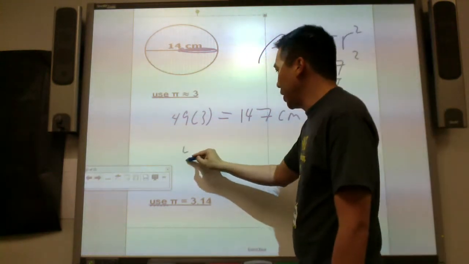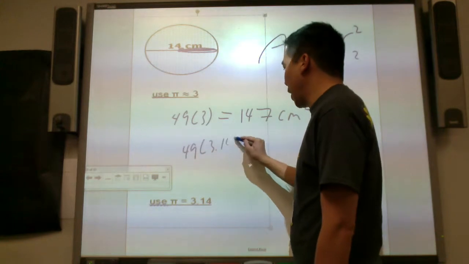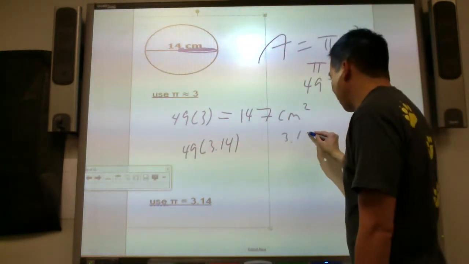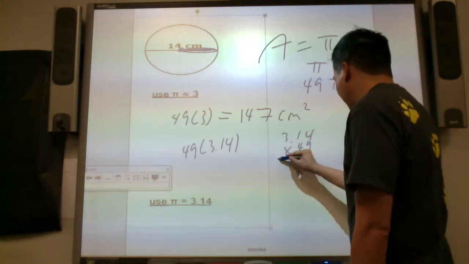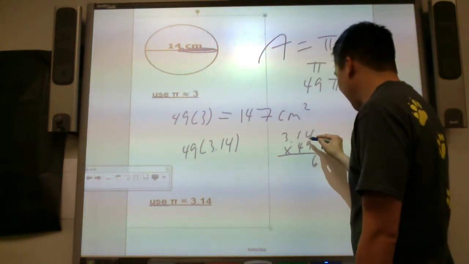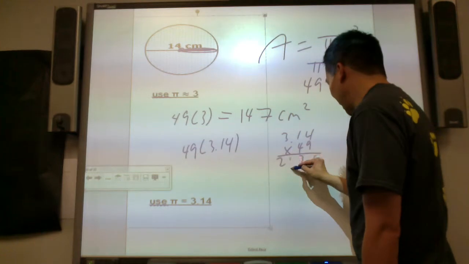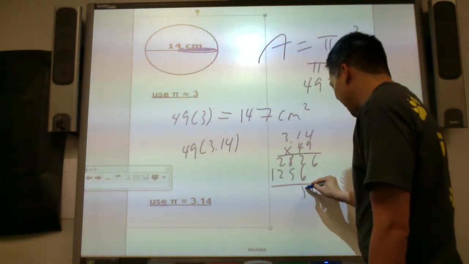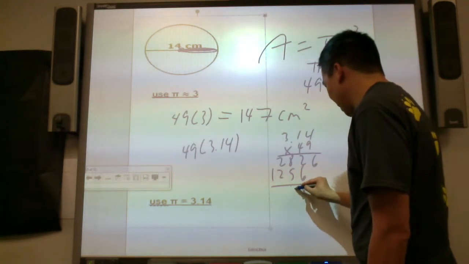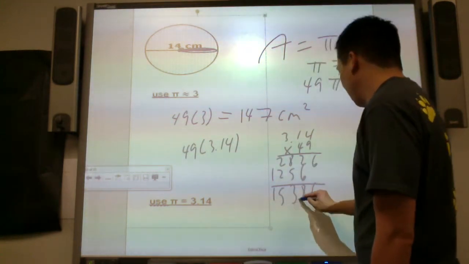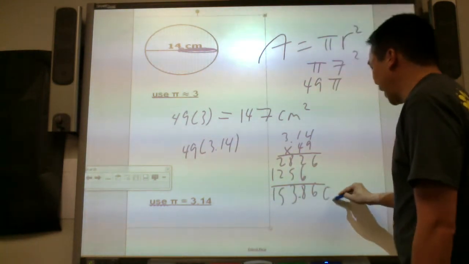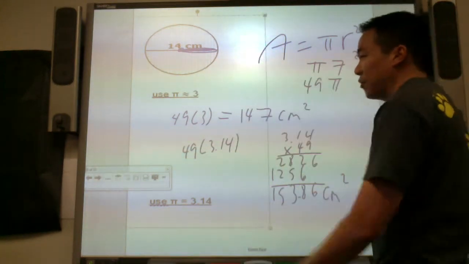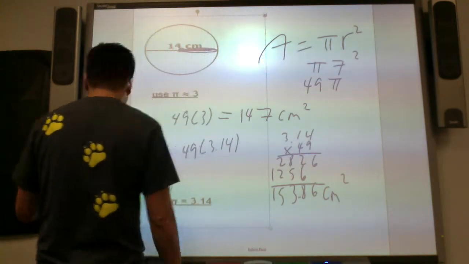If I want to use 3.14 for pi instead of 3, then what is 3.14 times 49? That'd be 36 carried to 3, it'd be 9, 10, 12 carried to 1, 28. This is 16 carried to 1, that's 5, that's 12. Add up 6, 8, 9, 10, 11, 12, 13 carried to 1, 5. It would be 153.86 squared centimeters. That's the area of this circle if you're using an exact number.